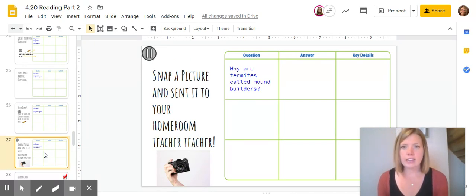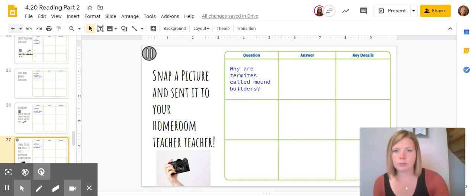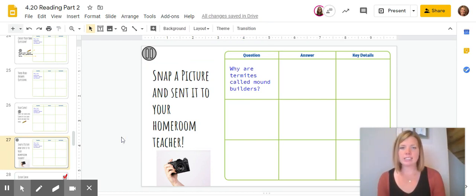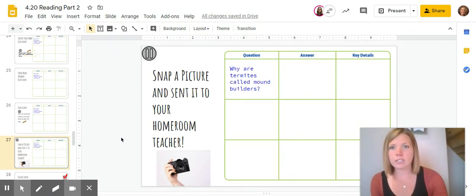All right, now that you have completed your lesson, I would like for you to snap a picture of your chart and send it to your homeroom teacher. So if you're in my class, send it on over to me. If you are in one of the other 3rd grade teachers' classes, make sure you send it to that teacher so that they can see your work. Again, I loved getting to see those last week, and you guys did such a great job, so I can't wait to see your work from this week.